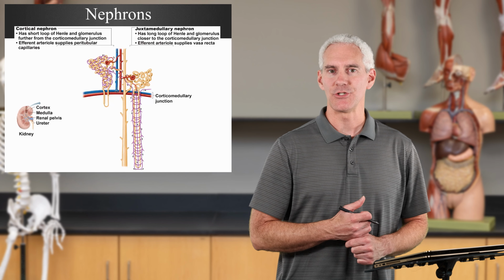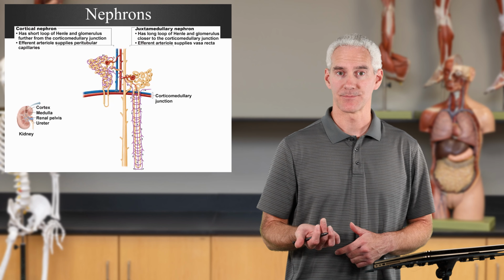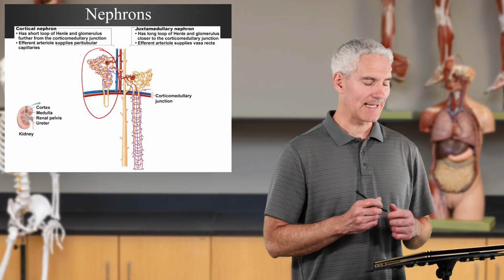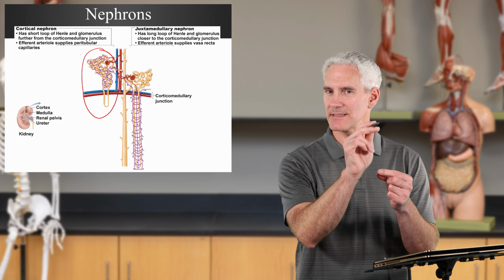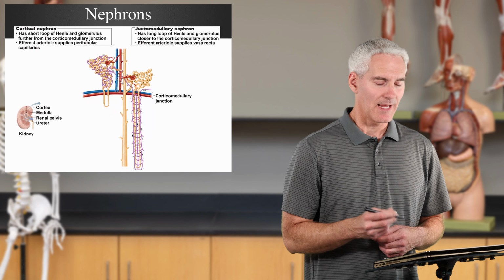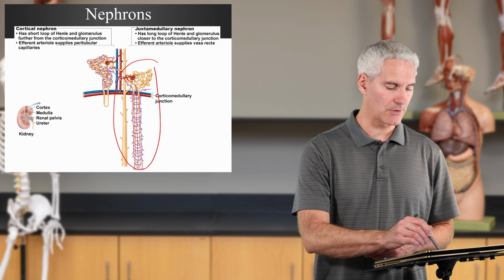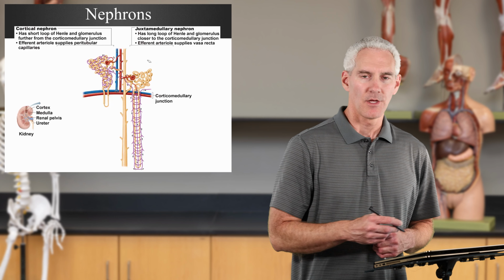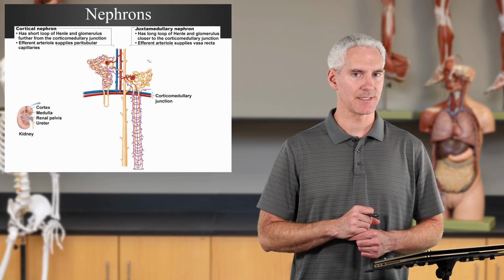So from this image, you can see that we have one of each. We have the cortical nephron, which is over here. And yes, you can see the loop of Henle goes a little bit into the medulla, but not very much. In contrast, the juxtamedullary goes way down, much, much deeper. So let's look at the individual parts and pieces.